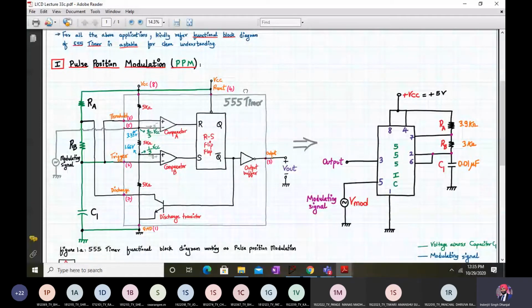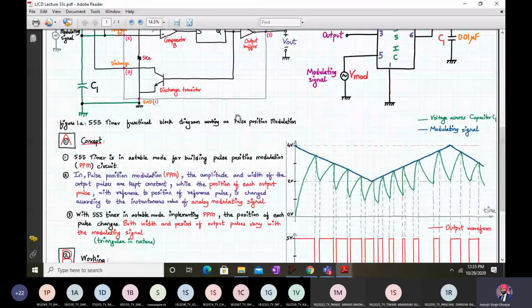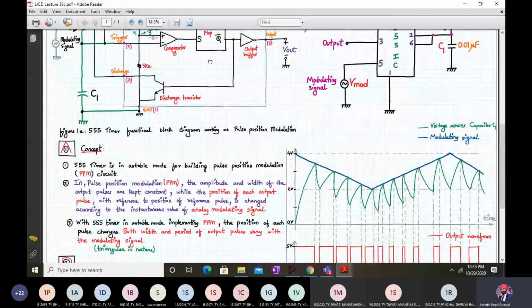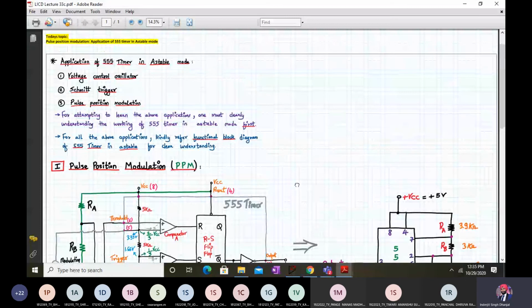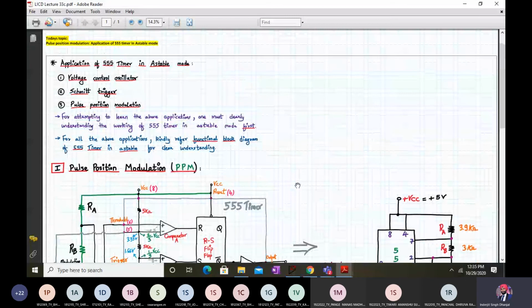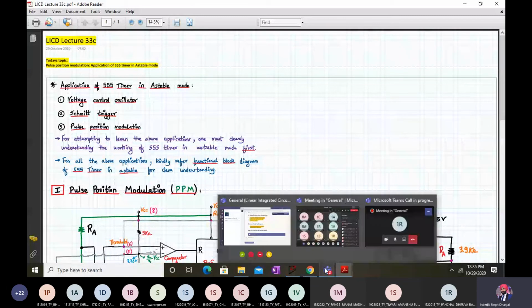Okay, I think that's it for this pulse position modulation. The conclusion is that the position of each output pulse changes, and the period, the duty cycle and the frequency of the output wave are changing. So that's a classical pulse position modulation, which has a variety of applications. That's it for this LICD lecture 33C.